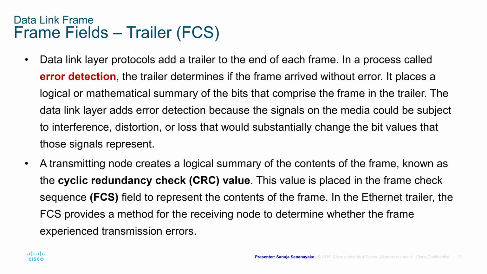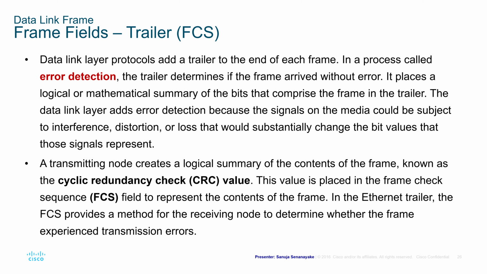The data link layer protocols add a trailer to the end of each frame. In a process called error detection, the trailer determines if the frame arrived without an error. It places a logical or mathematical summary of the bits that comprise the frame in the trailer. The data link layer adds error detection because the signals on the media could be subject to interference, distortion, or loss that could substantially change the bit values that those signals represent.